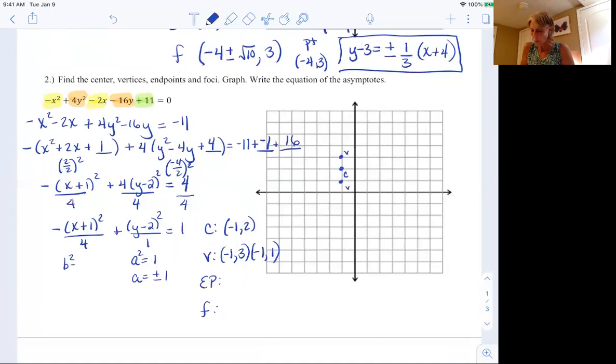B squared is 4. B is plus or minus 2. B is under the x, so I move off my center 2 units in the x direction. These are my endpoints. The coordinates of the endpoints: 1, 2, and negative 3, 2.